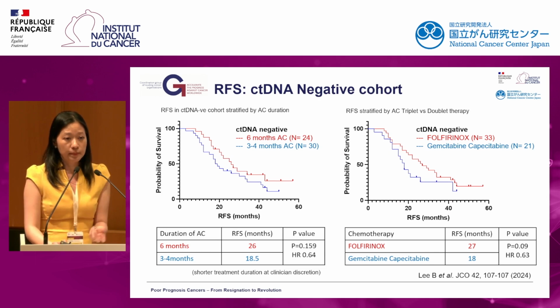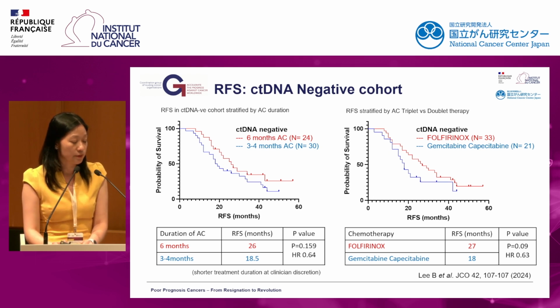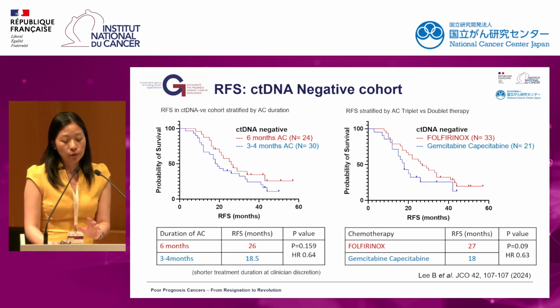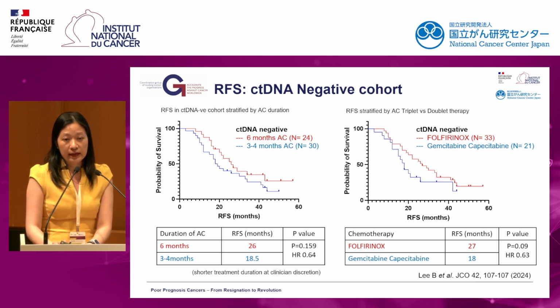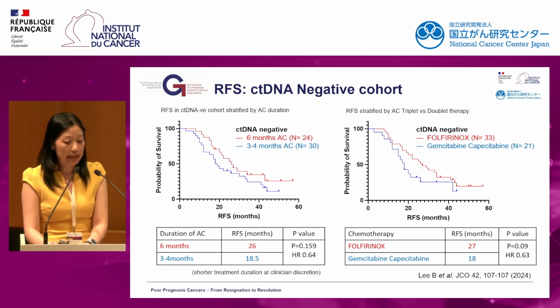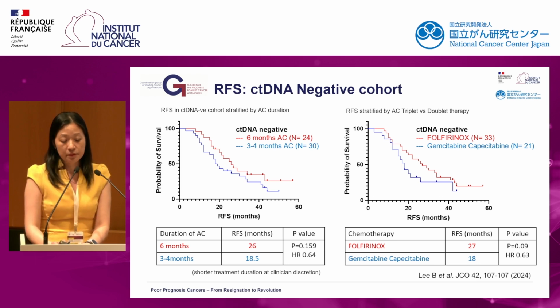So in our study, we wanted to compare duration of chemotherapy, and we also wanted to look at the intensity of chemotherapy. On the left-hand side, within the ctDNA negative cohort, we compared patients who had 6 months compared to 3 or 4 months of adjuvant chemotherapy. Even though there was a difference in recurrence-free survival, this was not statistically different. Then when we looked at intensity of chemotherapy, comparing triplet therapy to doublet therapy, again, even though there was a difference in recurrence-free survival, with 27 months with FOLFIRINOX and 18 months with GemCap, it was not statistically different. Perhaps we think there may be a trend here, though, with the modified FOLFIRINOX.